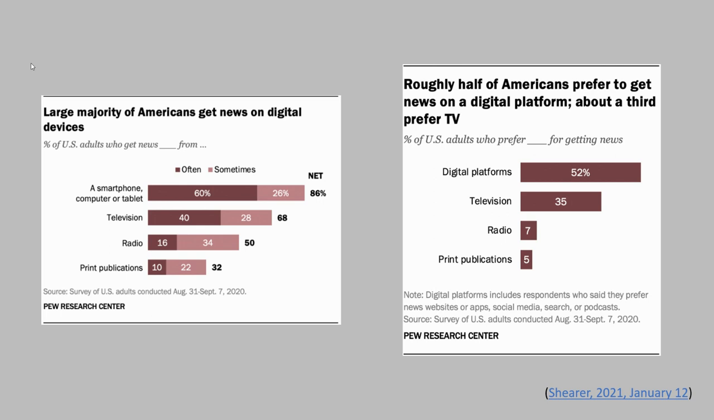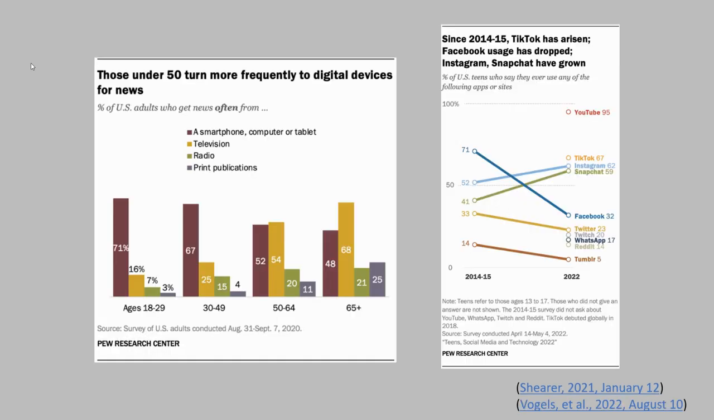Roughly half of Americans prefer to get news on digital platforms. About a third prefer TV. All right? I think digital platforms are going to continue to rise. Those under 50 turn more frequently to digital devices for news. Exactly. And this is the point I'm trying to make. You compare that to my parents. The hot technology of their earlier life, television. Right? Percentage of adults who get their news often from a smartphone, computer or tablet, television, radio, print sources. Look at the difference between the 18 to 29 versus the 65 plus. That's a considerable gap.